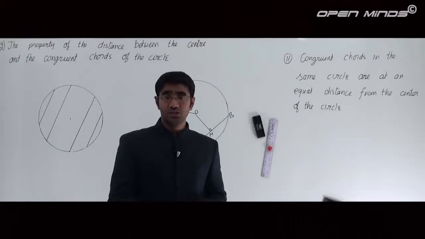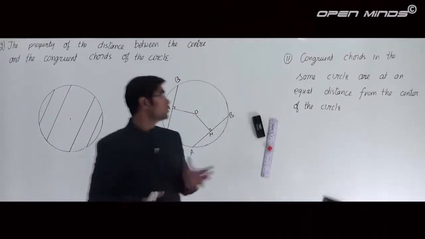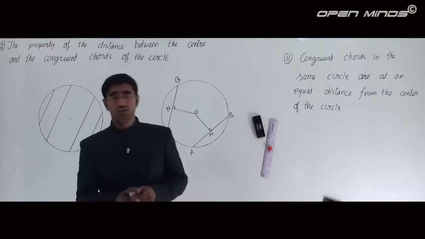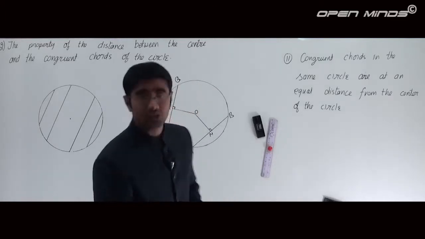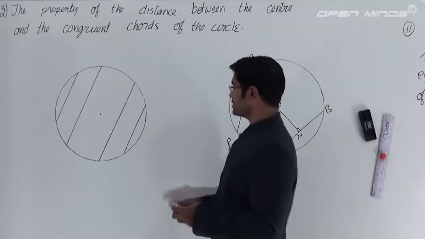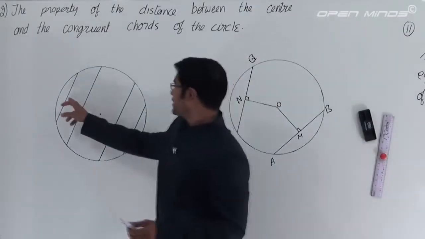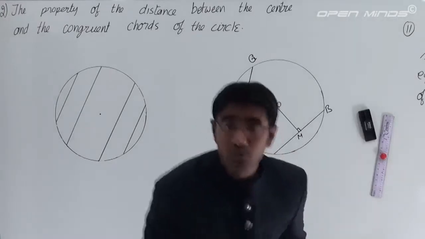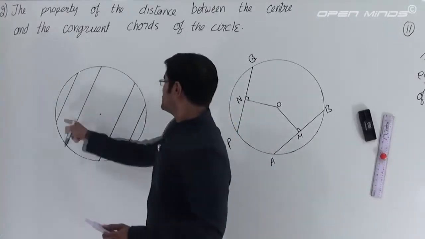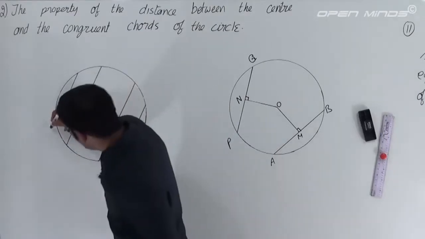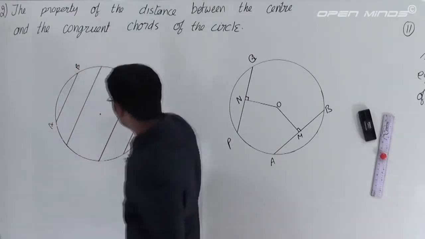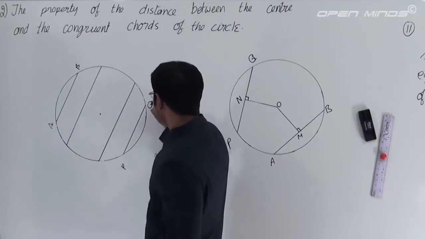Hey guys, in this session let's talk about the property connected to chords in a circle. Before that, let's talk about what equal chords are. For that, I'm taking a divider. In this diagram I have this line and this line, which we call chords because each cuts the circle at two points and does not pass through the center. Let me name them A and B, and P and Q. These are my two chords.